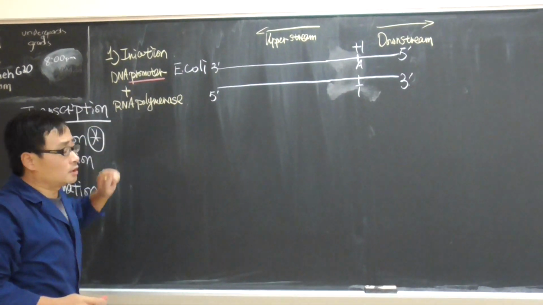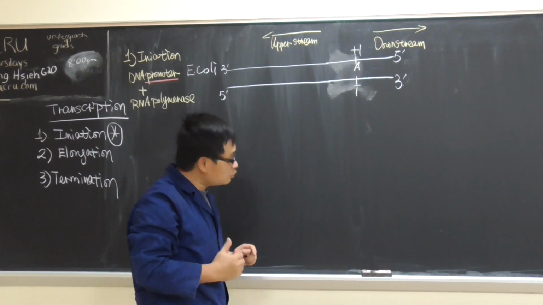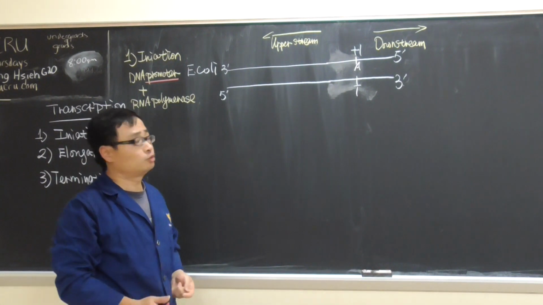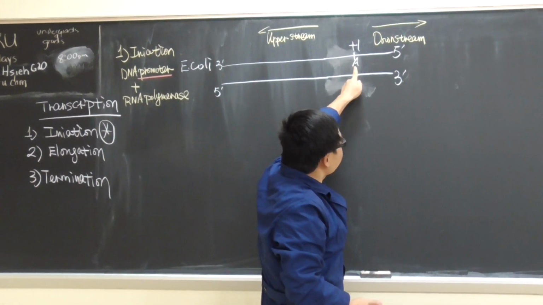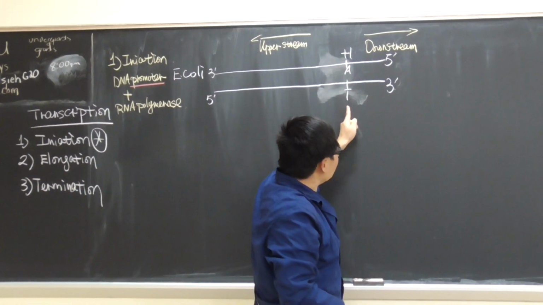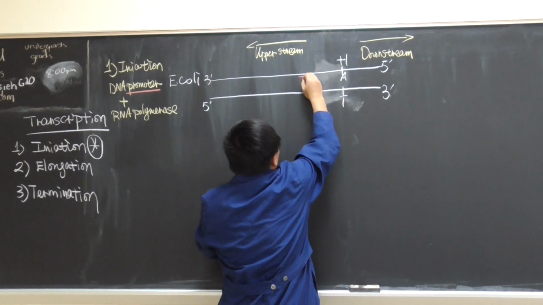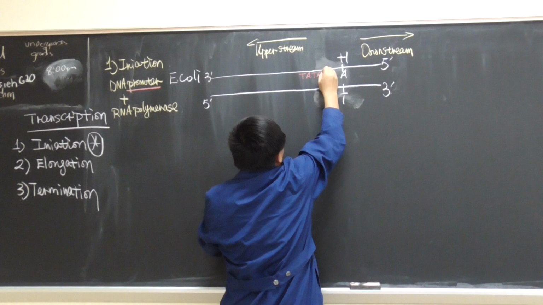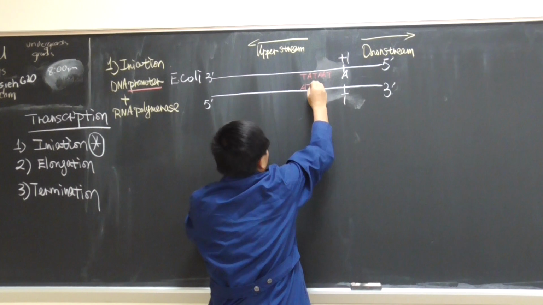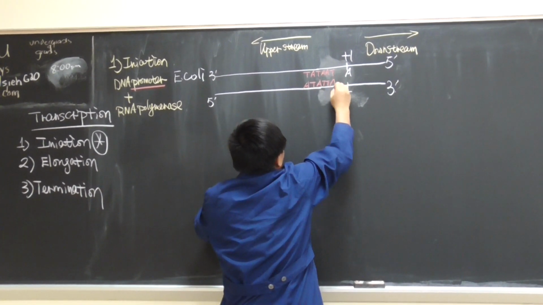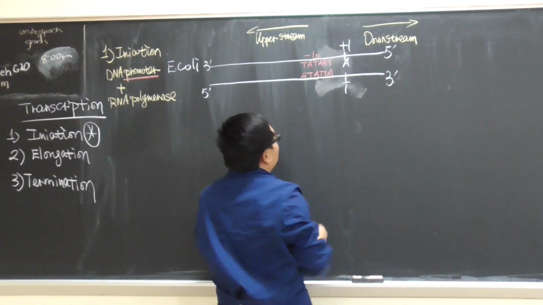Now, for the DNA promoter, they have a conserved sequence. That's why the RNA polymerase can recognize it. What are they? About 10 base pairs upstream of the starting point, there is a first conserved sequence called TATAAT, and the corresponding strand is ATATTA. This very conserved sequence is called the -10 sequence.